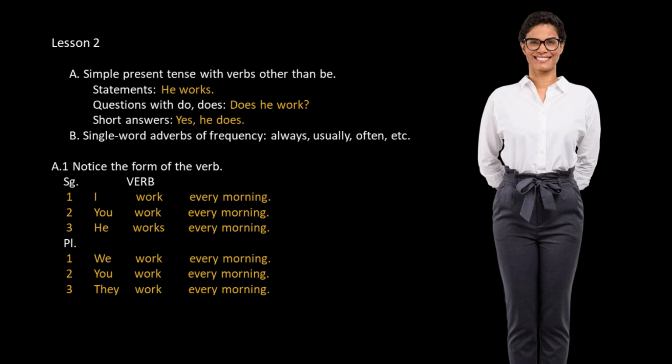In this video, we will learn about A. Simple present tense with verbs other than be. Statements. For example, he works. Questions with do or does. For example, does he work? Short answers. For example, yes, he does.